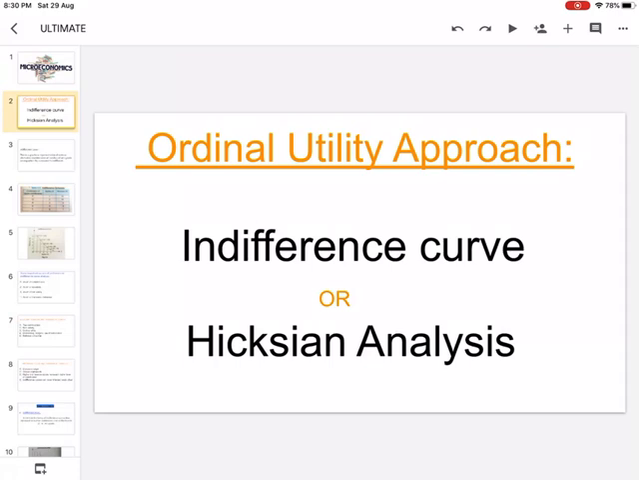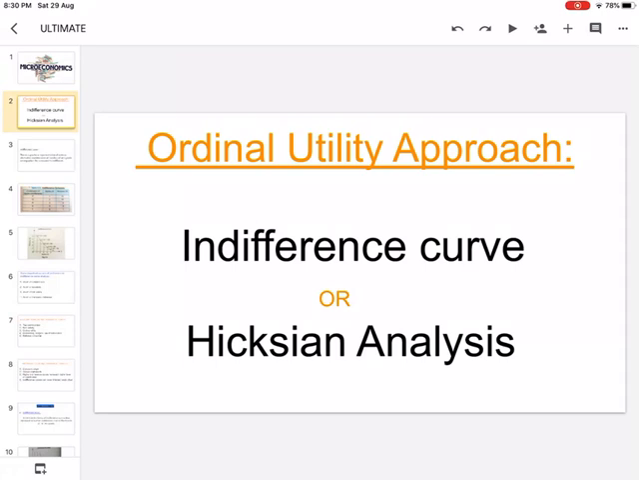Now, we have economists like J.R. Hicks and R.G.D. Allen. In fact, it is after Hicks that this ordinal utility approach is also known as the Hicksian analysis, or we also call it the indifference curve approach. And coming back, J.R. Hicks and R.G.D.